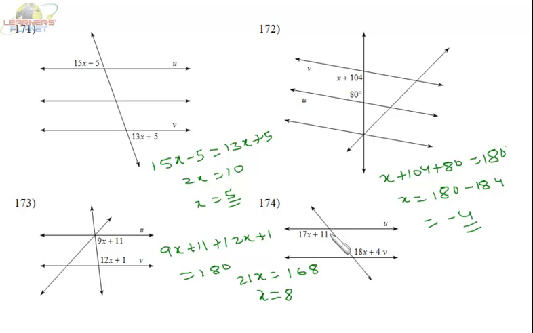In this case, both of them are alternate angles, alternate interior angles, and if they are same, the lines will be parallel. So just write 17x plus 11 is equal to 18x plus 4. So x is equal to 7. Okay, so if x is equal to 7, both the angles will be same, and since they are alternate angles, the lines U and V will be parallel.